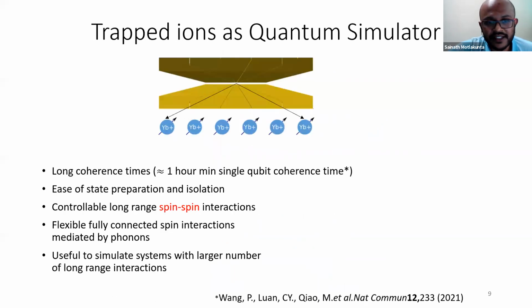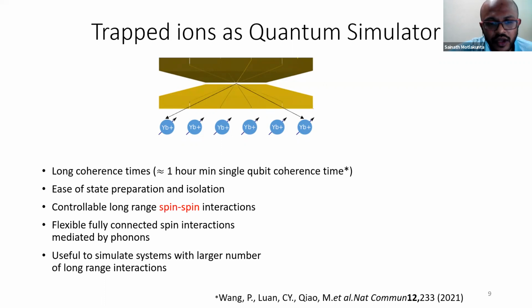So let's jump into how trapped ions can be used as a quantum simulator. This picture here shows a typical configuration of a linear chain in an ion trap. Due to properties such as long coherence times, close to 1 hour single qubit coherence time that was realized pretty recently, ease of state preparation and isolation, and the ability to induce long-range fully connected spin interactions, this system is an ideal candidate for quantum simulation.